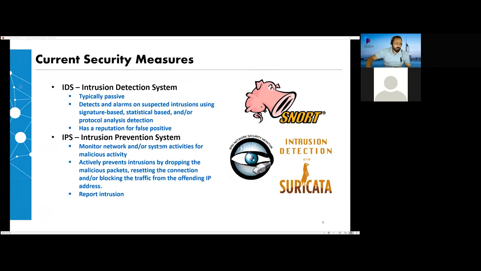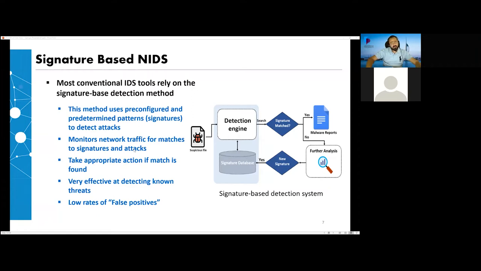I'm going to go a little bit into what signature-based detection is and what the difference is. So signature-based network intrusion detection systems basically have a detection engine, and they have files that look inside the packet and find some patterns inside the packet. Of course, for this to work, this signature needs to be provided by someone.